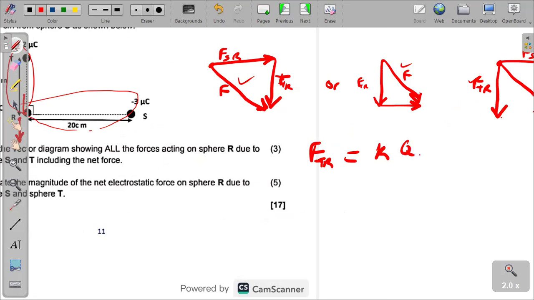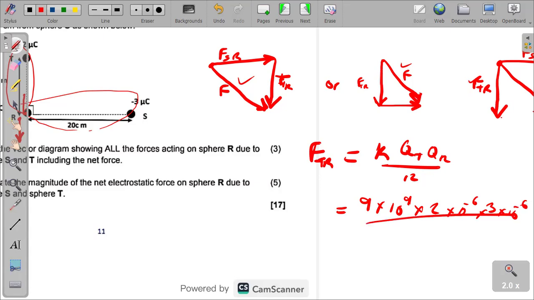That's what we want to calculate, or we can now call it F equals K QT QR over R squared. Right, so just substituting the values that we have, 9 times 10 to the power of 9, multiplied by 2 times 10 to the power of negative 6. Remember, that's the charge at T, right? And multiply by QR, which is 3 times 10 to the power of negative 6, right? Divided by the distance between them, and that's apparently 15 times 10 to the power of negative 2, bracket, squared.